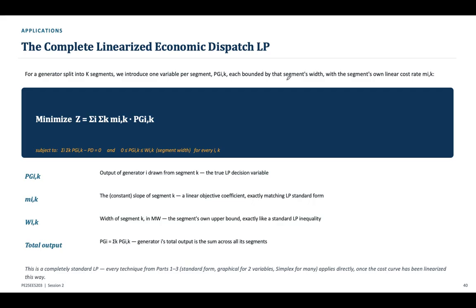This allows us to treat the problem as a linear merit order problem. Use the cheapest available segment first, then the next cheapest, and so on, subject to all system constraints. So we can move on to the complete linearized economic dispatch.